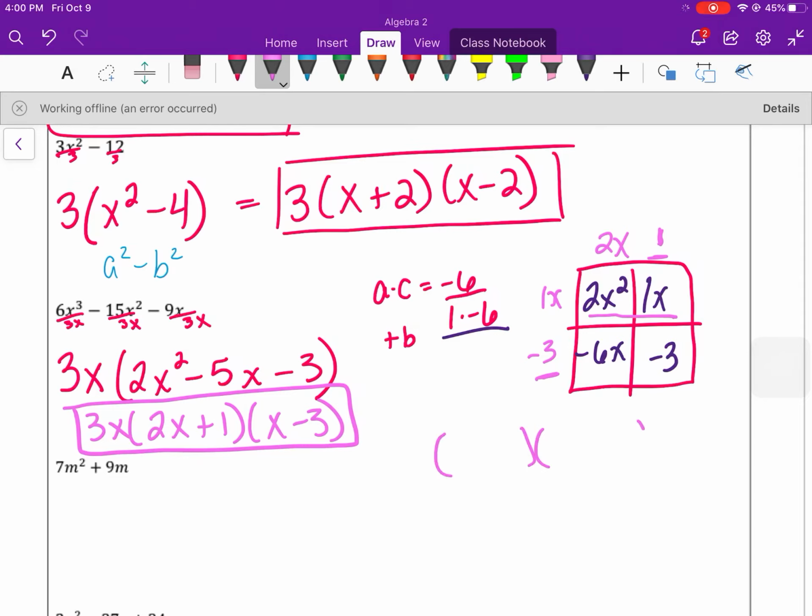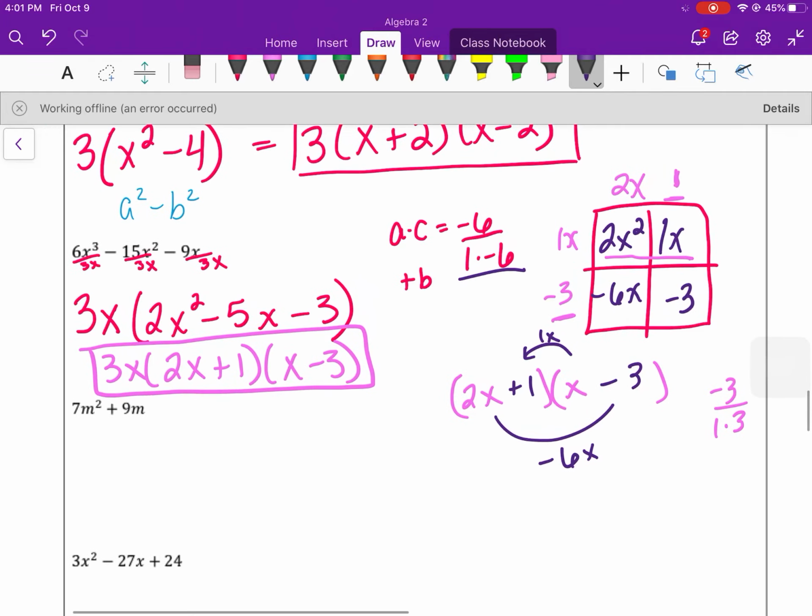You could have used guess and check, and that would have worked just fine. 2x squared, so 2x and x. And then you would have looked at factors of negative 3, which are just 1 and 3. Multiplies to negative 3, adds up to negative 5, so your bigger one has to be negative. So I would have put the negative 3 with this one to make this negative 6x, and I would have put the 1 with the x to make this a 1x, and then that would have added up to negative 5x. And so guess and check works too.